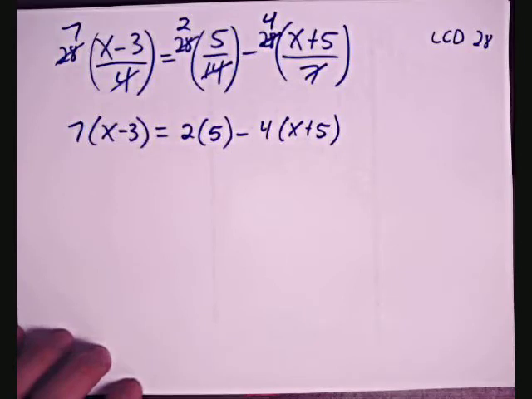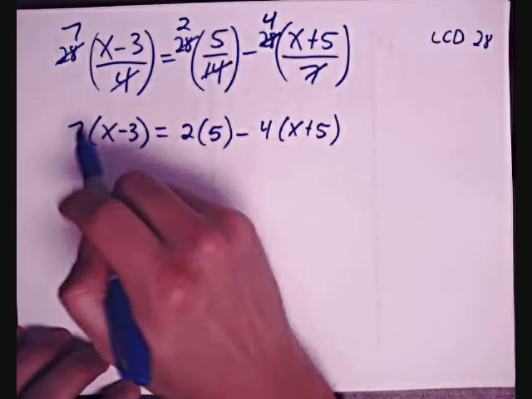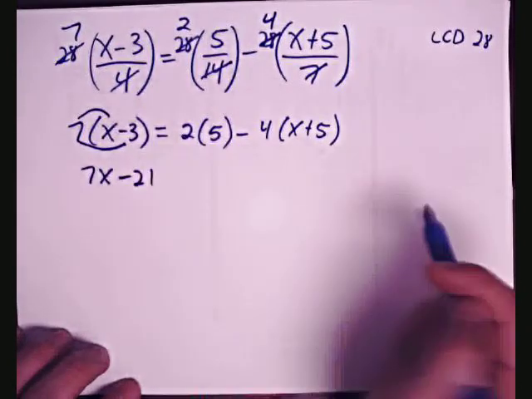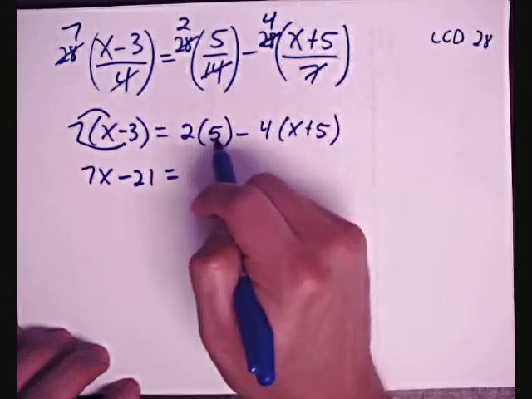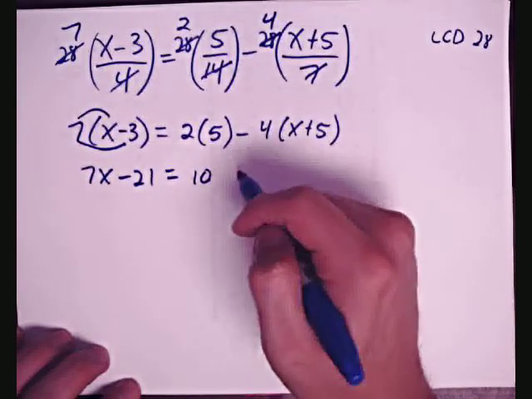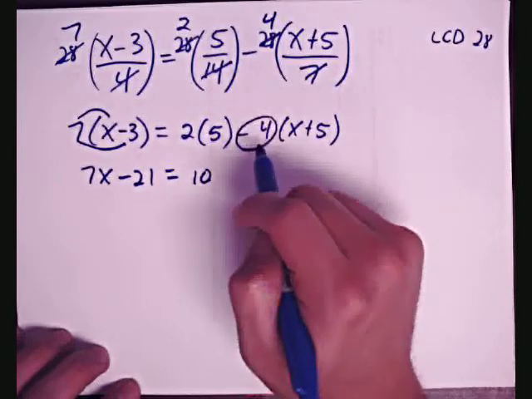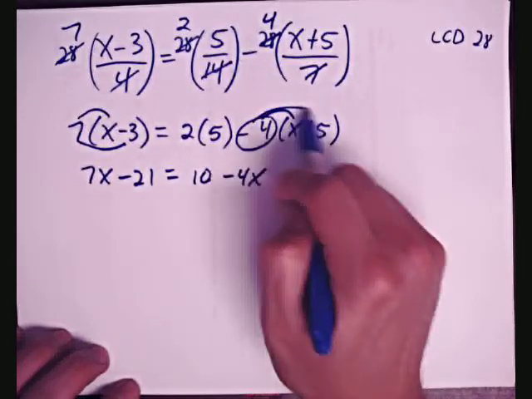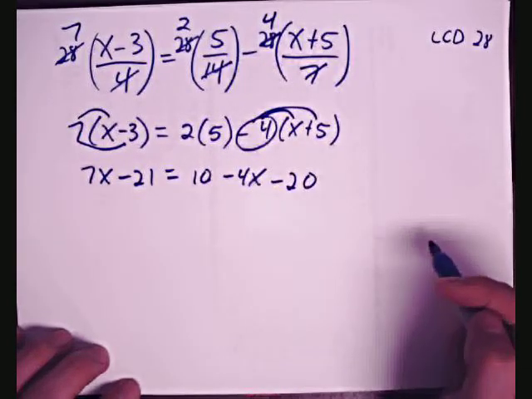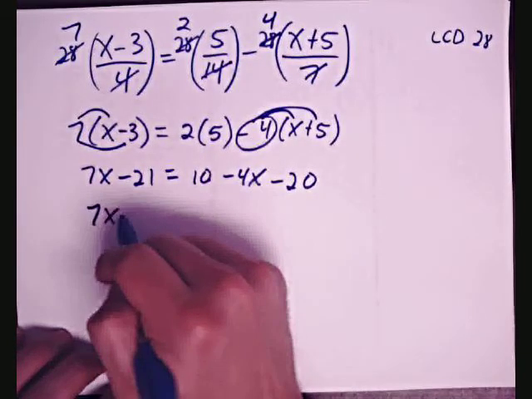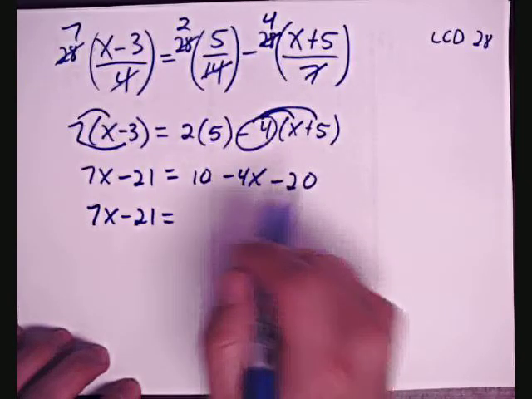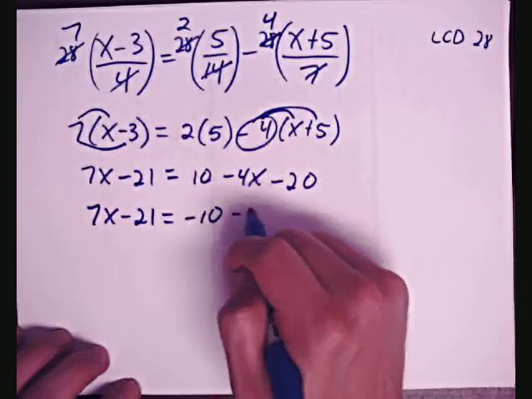Okay, so from here, we're back to our normal step 1, simplify by removing grouping symbols and combining like terms. Distributive property, 7 times x, and 7 times minus 3 is minus 21. Equals on the other side, 2 times 5 is 10. And then when we get to our next term, remember you're distributing a negative 4, not just a 4. So minus 4 times x is minus 4x. Minus 4 times 5 is minus 20. No like terms to combine on the left, but on the right you can combine 10 minus 20, and that will give us negative 10 minus 4x.